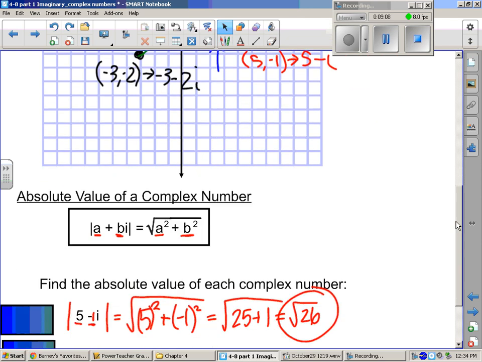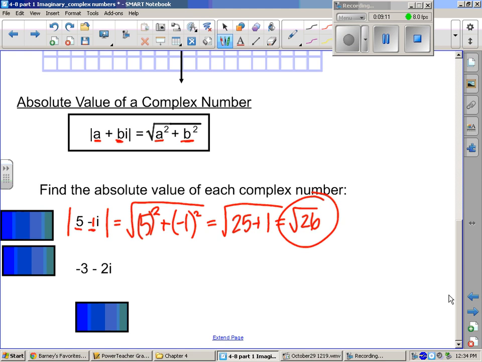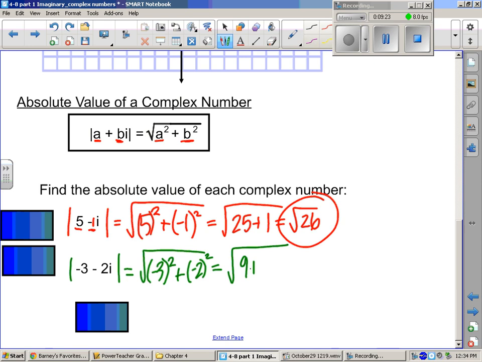Let's do my other two here. So absolute value of -3 minus 2i. Square root of, take -3 and square it. Take -2 and square it. And then we'll square root the whole thing. Square root of, that'll be a 9 and a 4. That's the square root of 13. Again, I don't think it can be simplified. Nope, it's prime. I think that's probably good enough, so let's move on to the next topic.